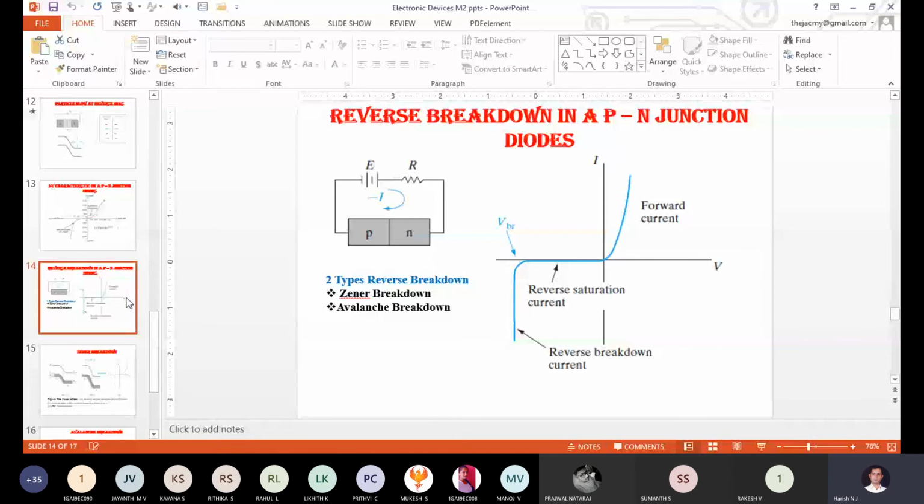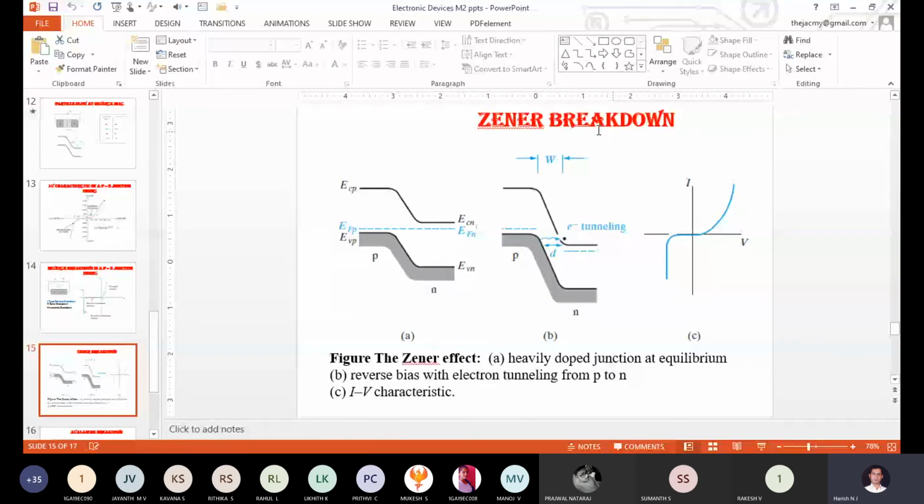At the same time, under the Zener breakdown condition, we have to choose a heavily doped PN junction diode. Now, can anyone tell me what changes will happen if we consider a heavily doped PN junction diode, and what will happen when we consider a lightly doped PN junction diode?